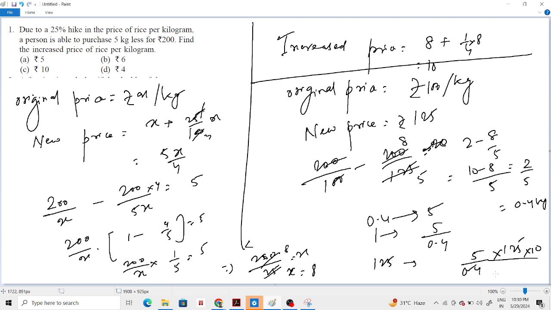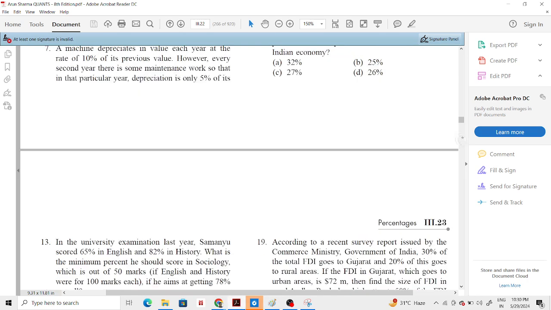If we do it with 100, it will spread out. Hmm. Okay, that's fine. Let's see how it is done in the solution. We'll choose the best one.